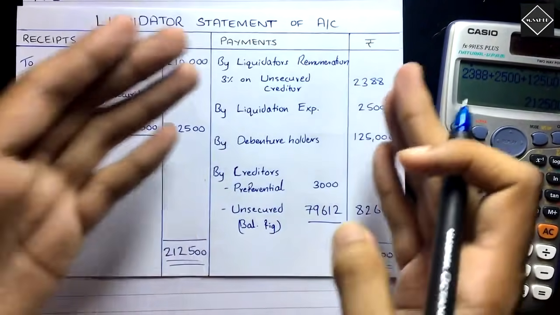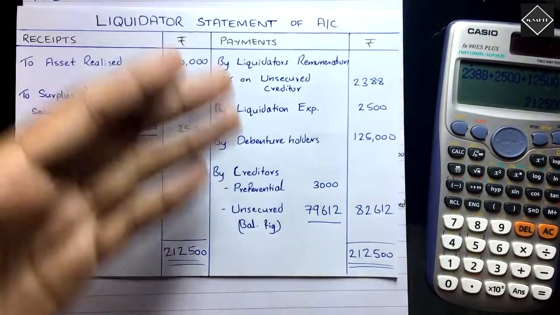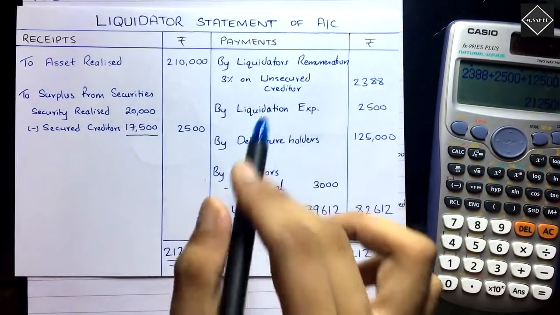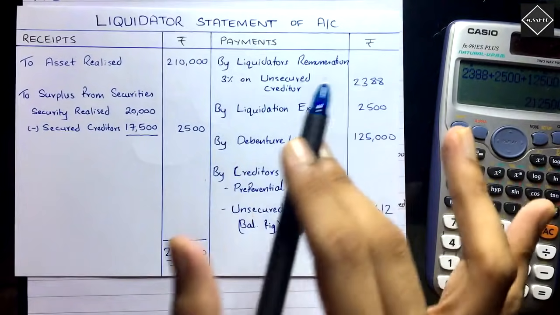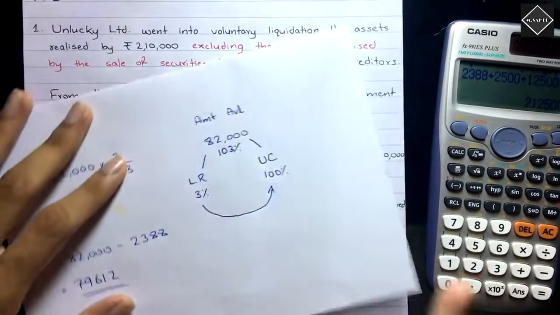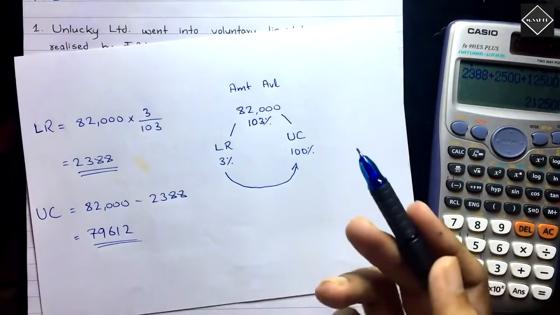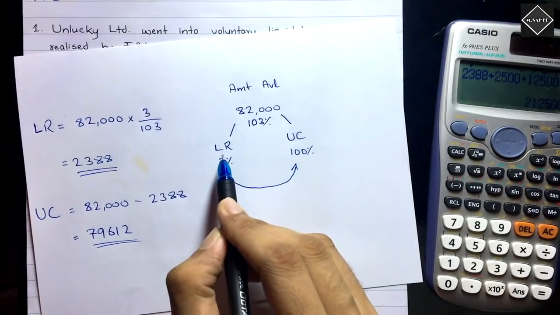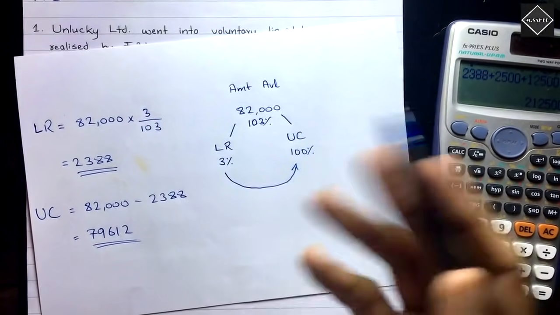This is how you have to do it. Take the receipts, then the payments. In payments there is also a sequence you have to follow, and whenever there is any commission, remuneration or unsecured creditor, don't directly take it, leave it empty and do that calculation which we did just now. This is the logic. This was the fund available with us from which we have to pay the liquidator his remuneration as well as the unsecured creditors.